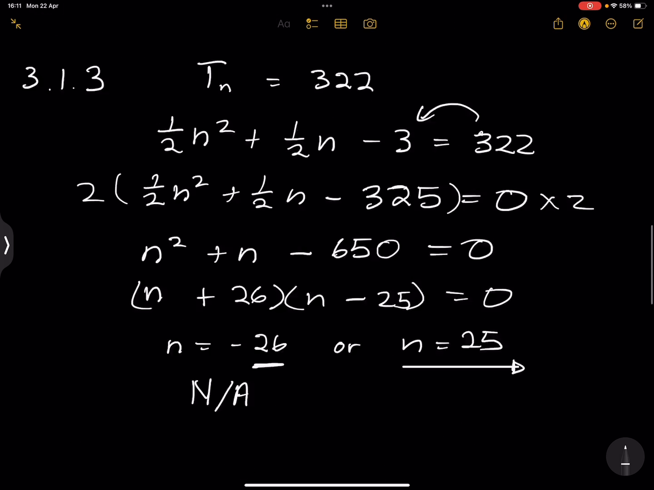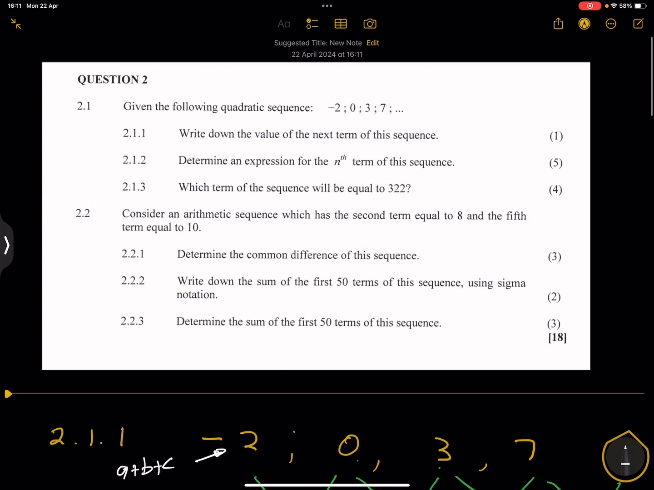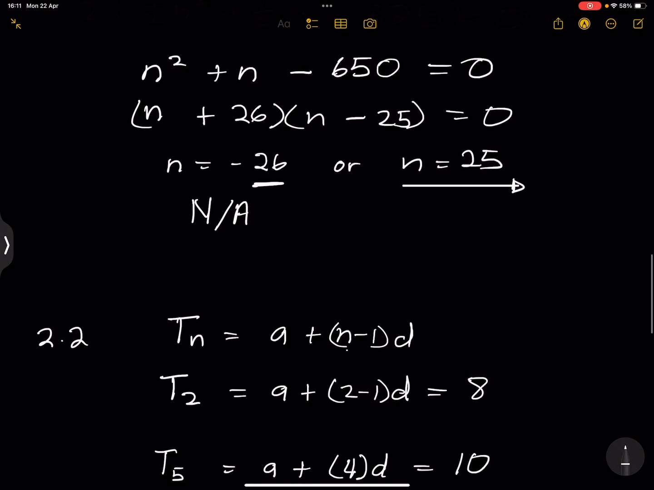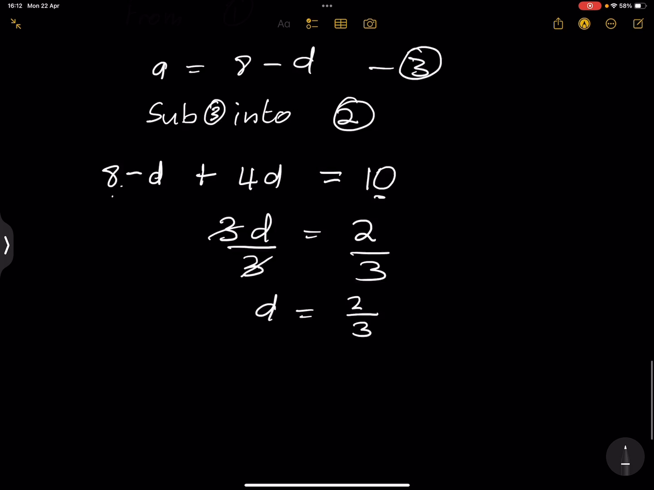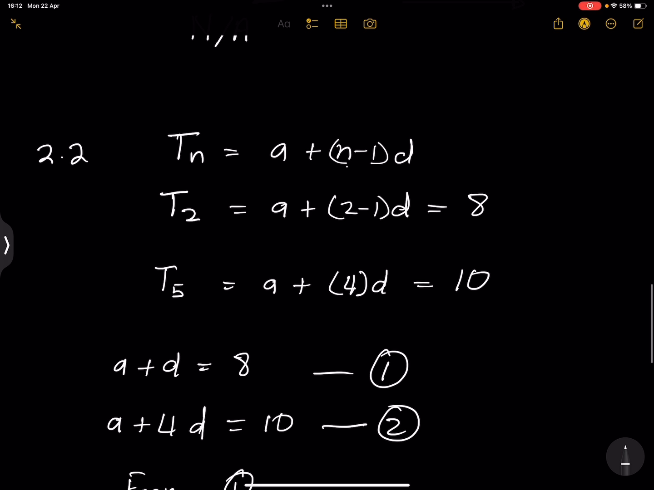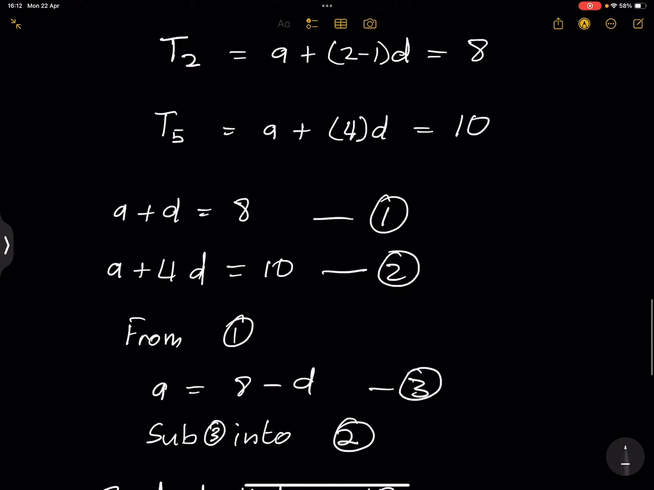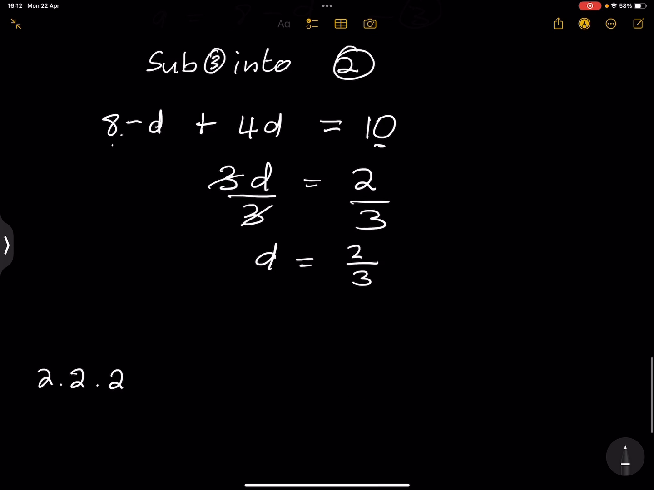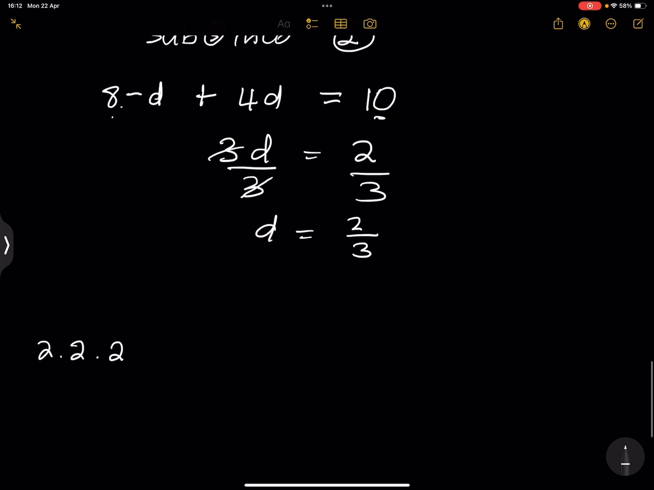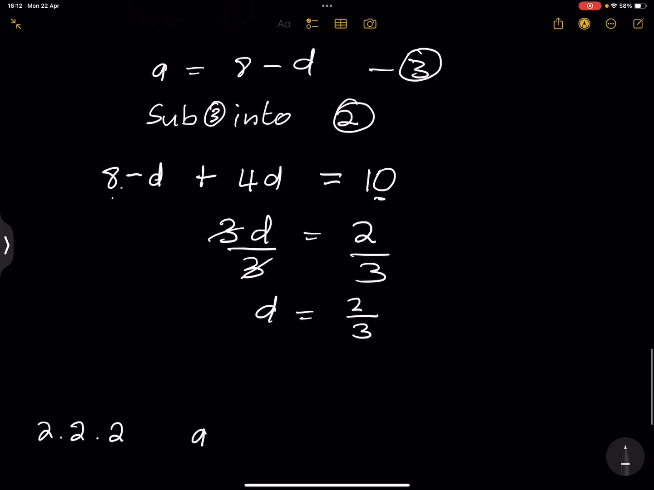Right, okay. And then they ask me, write down the sum of the first 50 terms of the sequence using sigma notation. Okay, so now let's find the general term of the sequence. So we're at 2.2.2. Now I'm looking for the general term, so I need to find the a value. But remember, I've already found the d value. So a would be 8 minus d, which is 2 over 3.